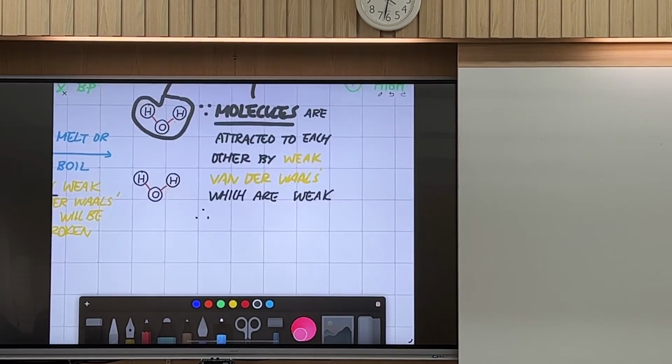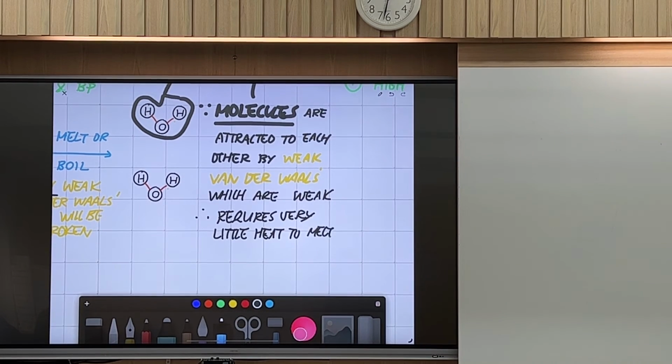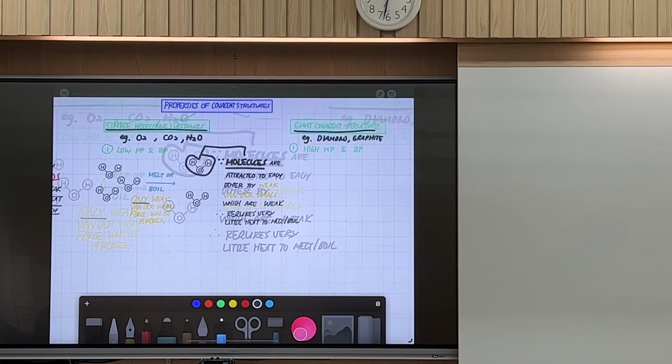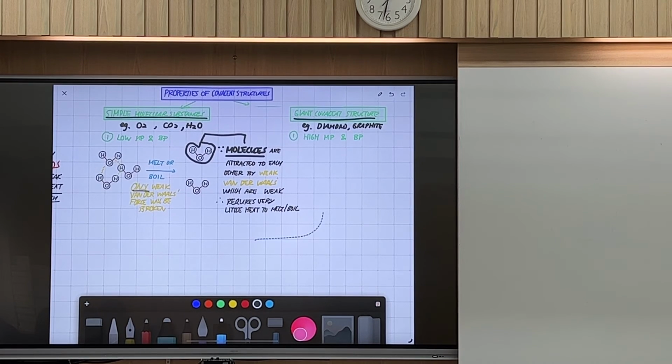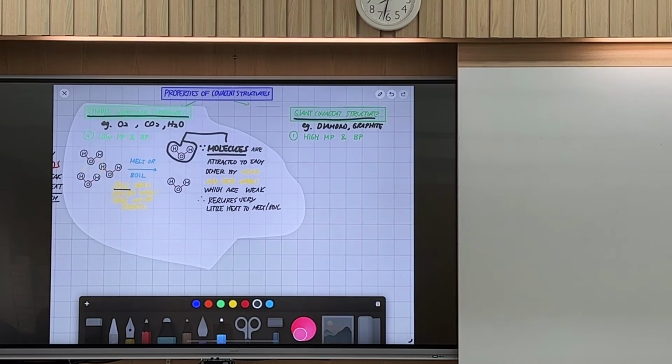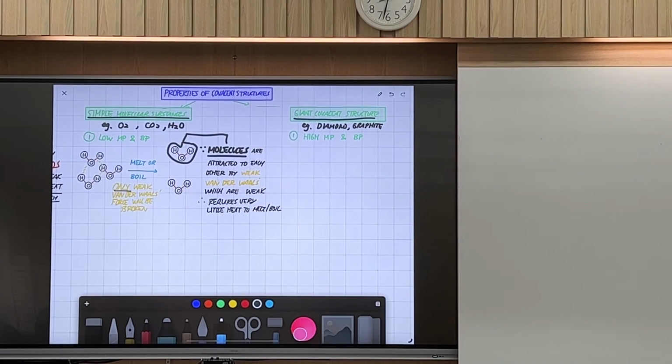So which are weak. Therefore, requires only very little heat to melt or boil, resulting in them having low melting boiling point. What about diamond? Is diamond something easy to melt? No. In fact, diamond has close to 4,000 degree melting point.